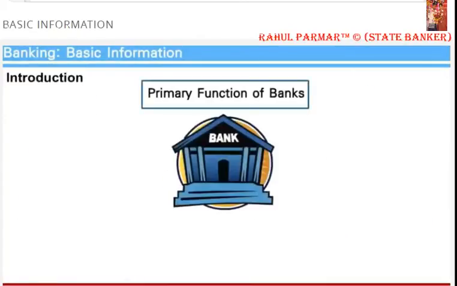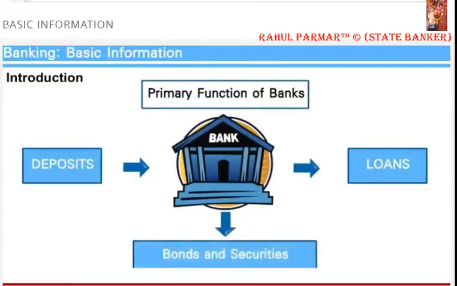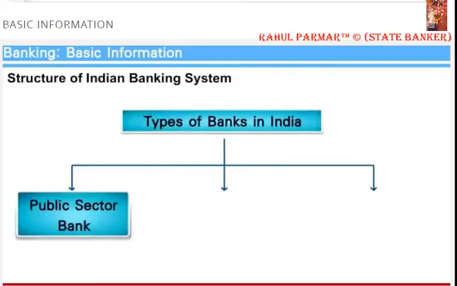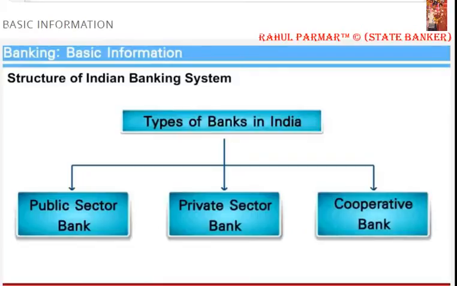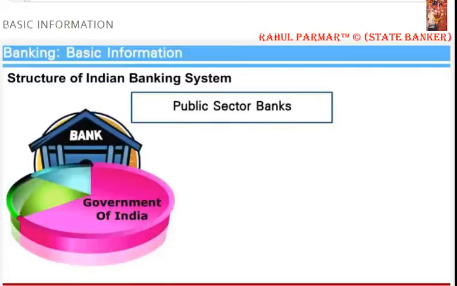The banks accept money in the form of deposits and lend it to the borrowers. A part of the deposits collected by the banks are also invested in bonds and securities. So, taking deposits, lending, and investment are the basic functions of the banks. Based on the ownership, the banks operating in India are categorized as public sector banks, private sector banks, and cooperative banks. A public sector bank is one in which the Government of India holds majority of stakes, that is 51% or more. It is like the government owning the bank.